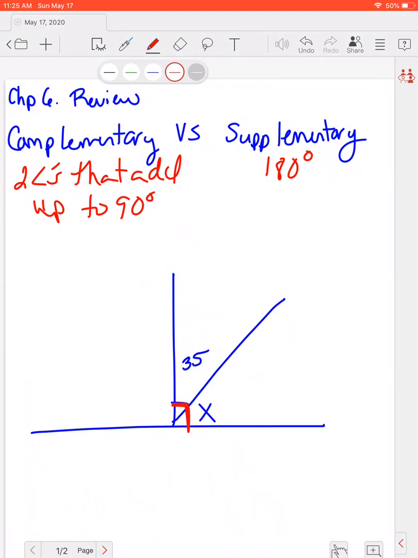Okay, so if I'm looking at this picture here, I can see I have two complementary angles here because this is a 90-degree angle. And if I want to solve for x, I would just do 90 minus 35. And if we do 90 minus 35, we would get 55 degrees.